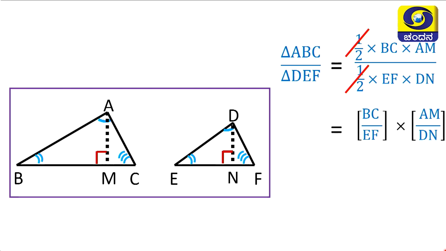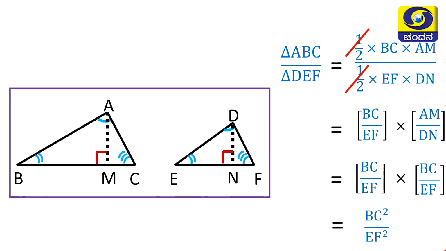The purpose is, you know that you have already established that AM by DN is already equal to BC by EF, hence this is how we must write. So BC by EF we will keep it as it is, into AM by DN can be written as BC by EF only. Because AM by DN is as good as BC by EF, on simplification you get BC square divided by EF square. This is what we wanted to prove, children.